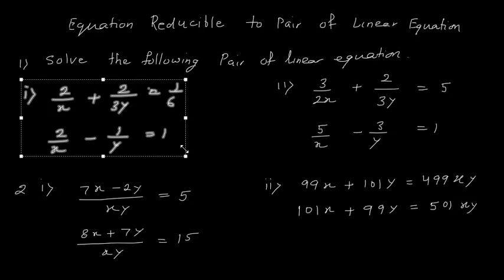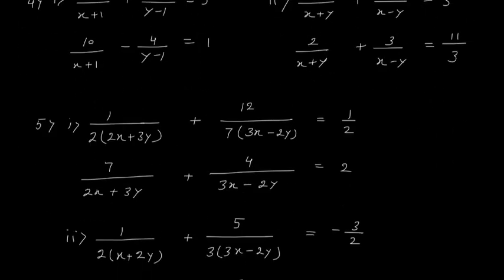So let us write this somewhere here. The problem is 2 upon x plus 2 upon 3y is equal to 1 upon 6, and 2 upon x minus 1 upon y is equal to 1. So here if you see, this is not a linear equation because the degree of variables x and y is minus 1. Okay, minus 1 means they are in the denominator.